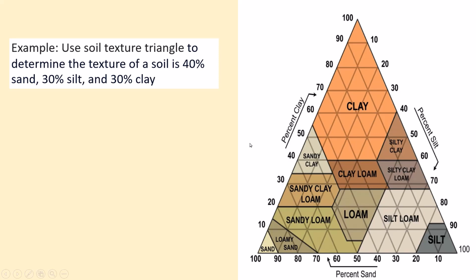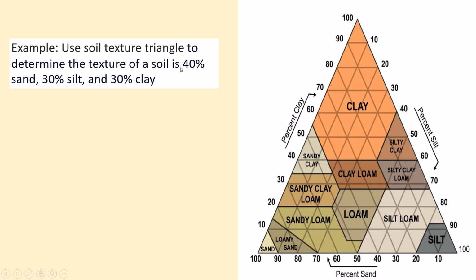Hi everyone, in this tutorial I am going to show you how we can classify our soil sample using the soil texture triangle. The soil texture triangle has three sides. One side represents sand from 0 to 100. The second side represents clay from 0 to 100. And the right side represents silt from 0 to 100.